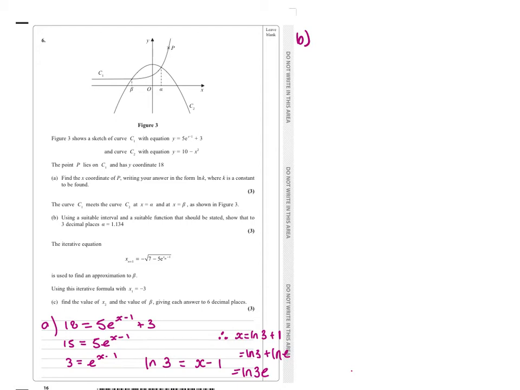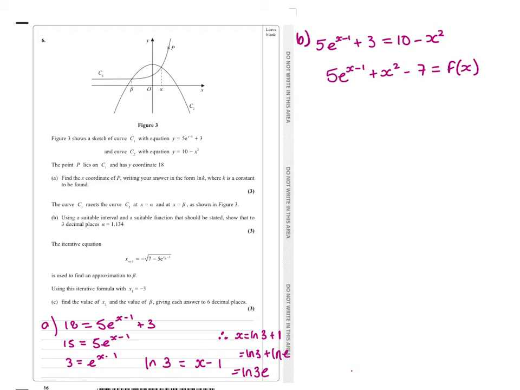So what we're going to do is we know that they intersect. So if they intersect, we're going to set them equal to each other. So we're going to have 5e to the x minus 1 plus 3 equals 10 minus x squared. Okay, so if I move everything to the left-hand side, I'm going to get 5e to the x minus 1 plus x squared minus 7 equals f of x.